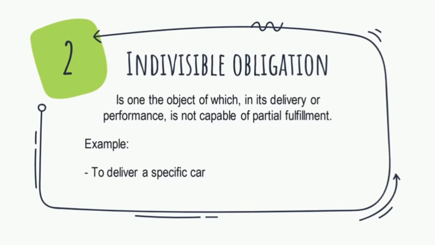Indivisible obligation is one of the object in which, in its delivery or performance, is not capable of partial fulfillment. So this is the opposite of divisible obligation. Kung yung divisible is capable of partial fulfillment, ito namang indivisible is not. So for example, is to deliver a specific car.